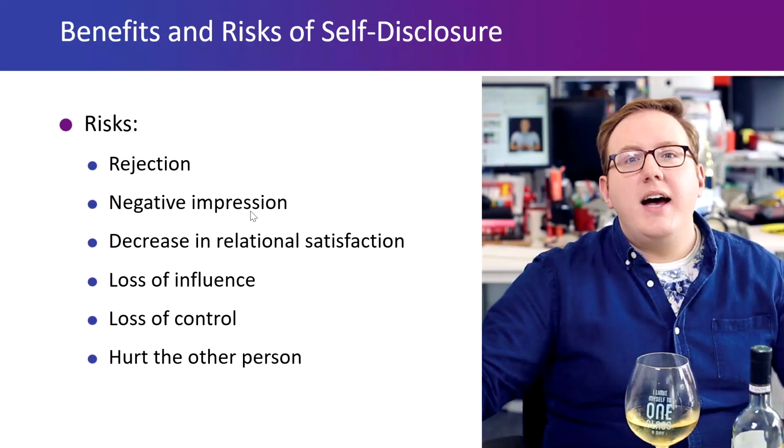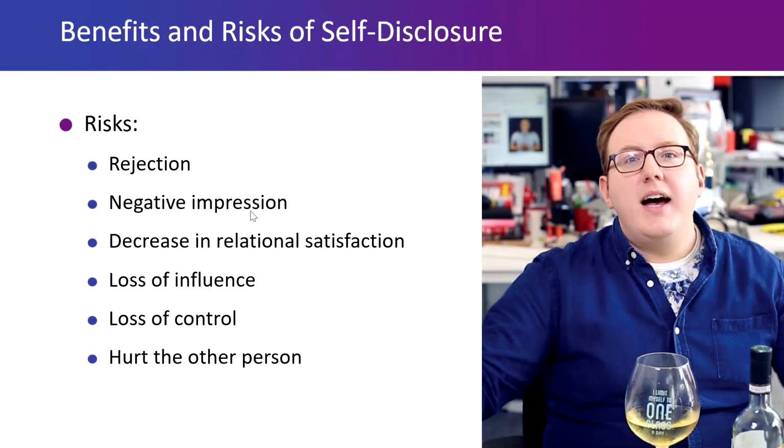Okay. The textbook on page 90 and 91 does a really good job giving you examples of the risks of self-disclosure. The first one is rejection. What if you share something with someone and they say, okay, no.